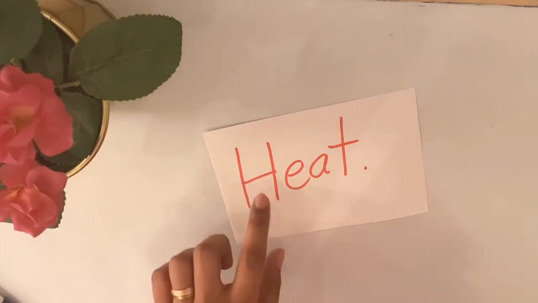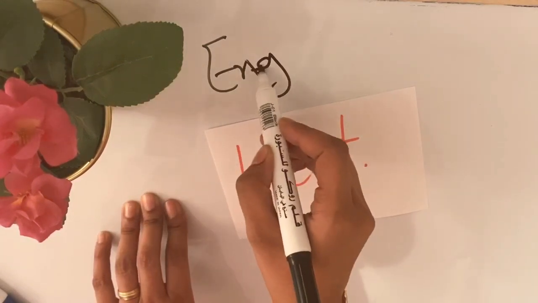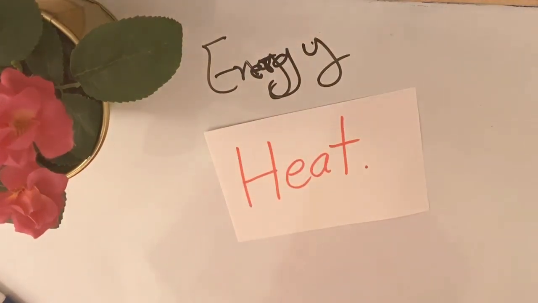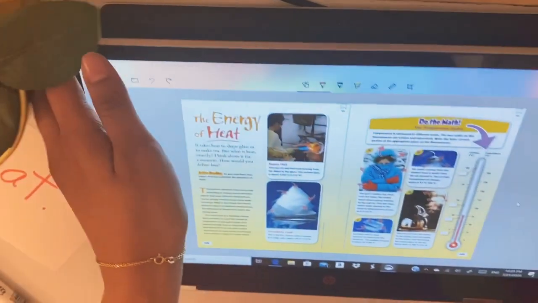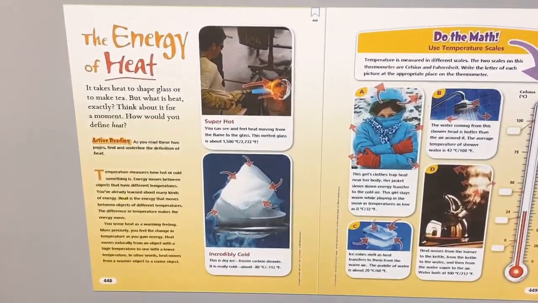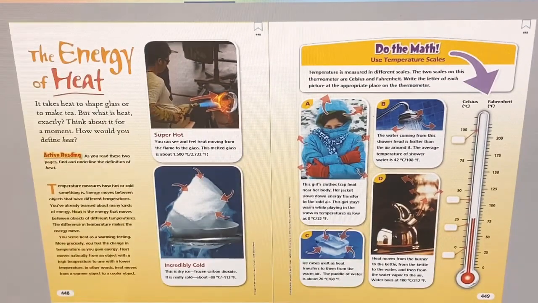So the energy of heat is the ability of heat to do some work. Now, open with me page 448 in your book, all right? And let's learn more about the energy of heat. As we read together, my girls, please underline the word heat and its definition, all right?